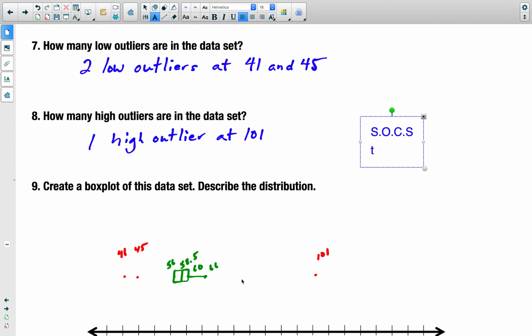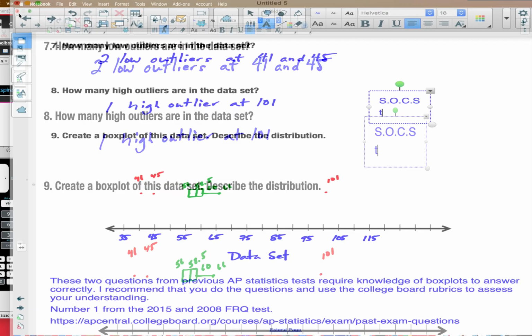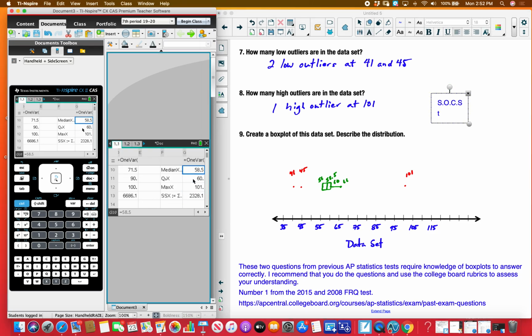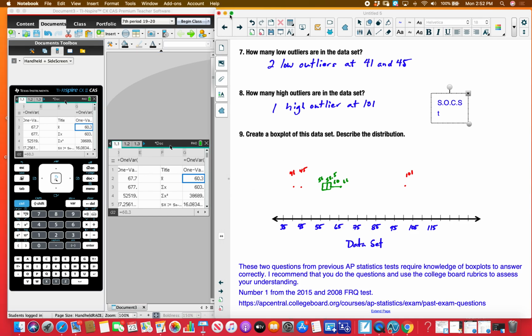And you know what else you can do to determine that? Compare your mean and median. So I'm going to go back and take a look. Okay, my median's 58.5. My mean should be higher than that, and it is at 60.3. What happens is that 101 is pulling the mean up away from the center of the data. That's why the mean's not really a good representation of the center when you have skewed data and or outliers. So our distribution is definitely right skewed.